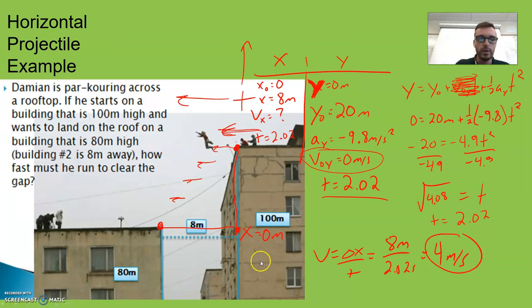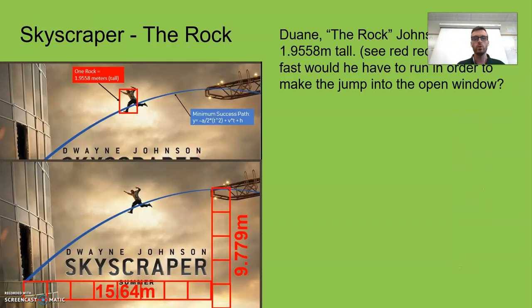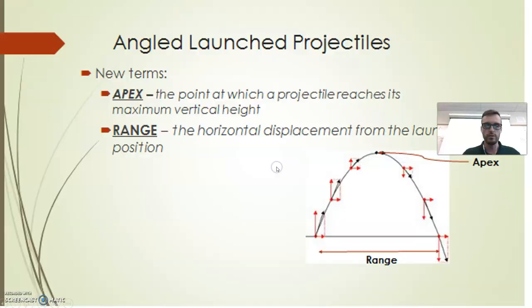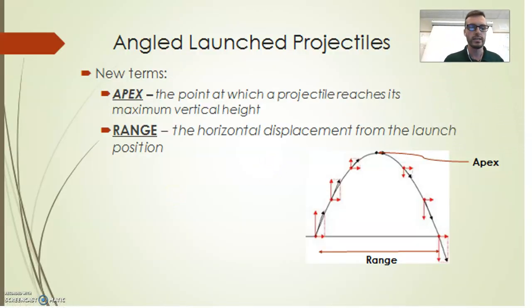Okay, so that's how we would do it. It's called a horizontal projectile problem. Why? Because you just run straight off there. So you're traveling horizontally. Now, I was going to do the rock problem, but I'm just going to post this as an ancillary thing in the video. Same exact strategy. It's looking at how fast you would have to run in order to jump into the window from that famous movie Skyscraper. Because I want to get to talking about angled projectiles today.